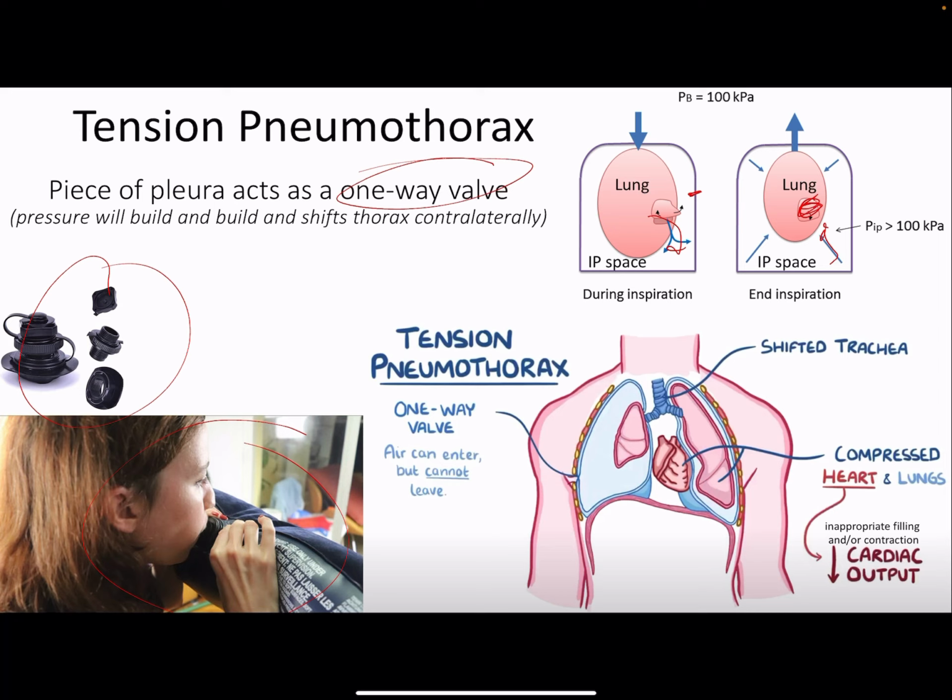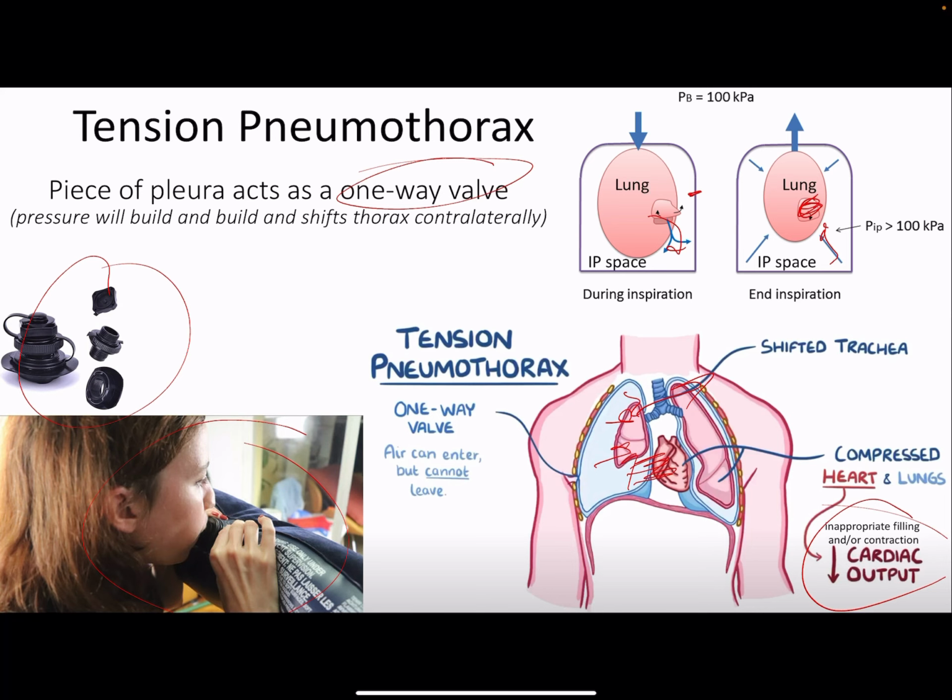And obviously, this is going to build to a higher pressure. The reason this is more dire is because this one-way valve means more and more pressure will just build up until it becomes enormous. And then it absolutely will compress the lung. And again, it can shift the trachea over to the right side. It also can get so large that it actually compresses on the heart and prevents filling of the atrium or ventricles or contraction of the ventricles.